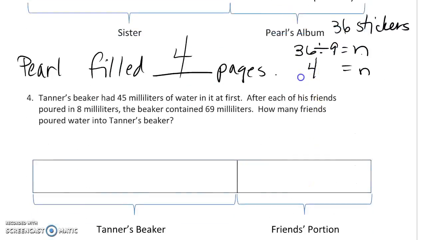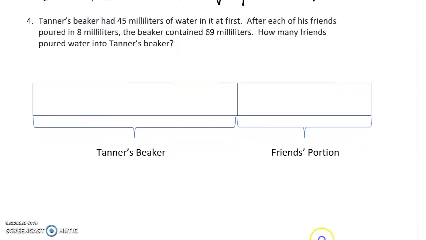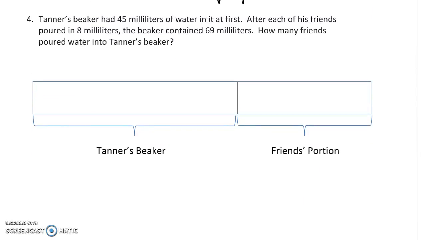All right. Number 4. I think this is the last one. Yeah, this is a lot of thinking on these problems. Tanner's beaker, and a beaker is just a container like that scientists use. Usually has measurements on it. He had 45 milliliters of water in it at first. After each of his friends poured in 8 milliliters, the beaker contained 69 milliliters. How many friends poured water into Tanner's beaker?